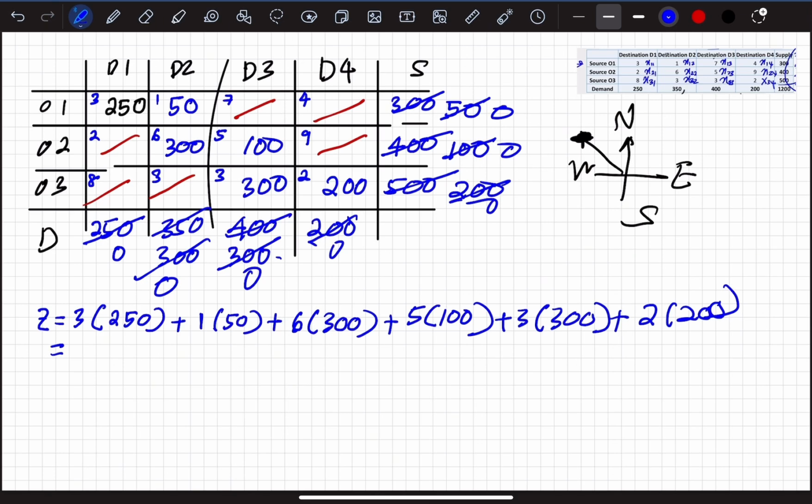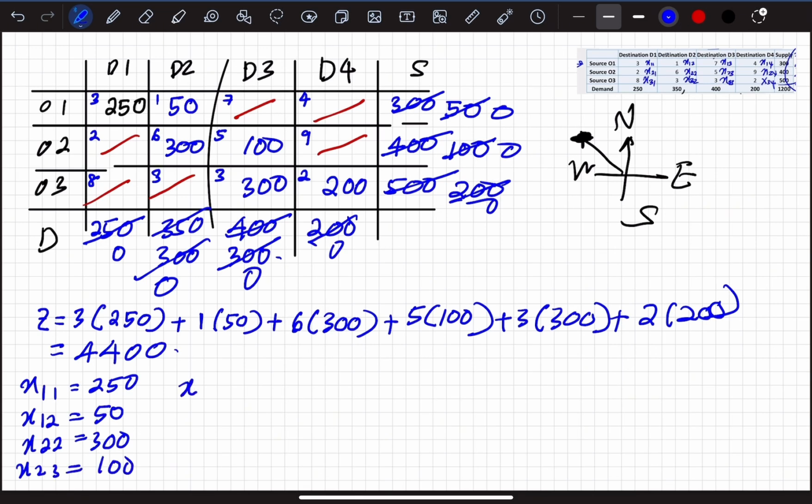So that is 750 plus 50 plus 1,800 plus 500 plus 900 plus 400. So it's 4400. And then we also have x11 equal to 250, x12 equal to 50, x22 is 300, x23 is 100, and then x33 is 300, x34 is 200 units.